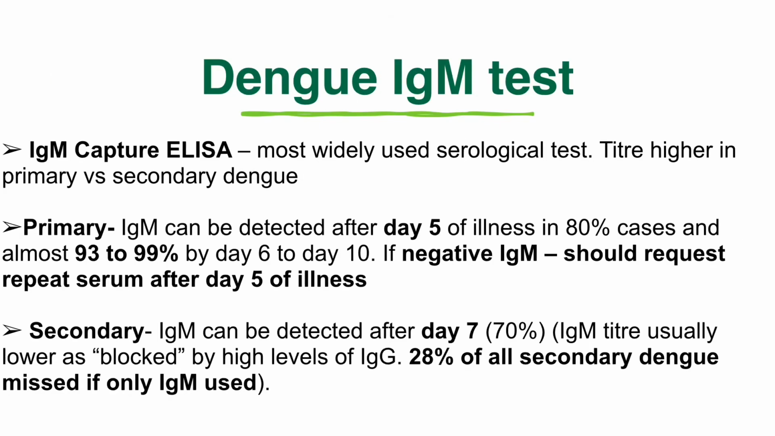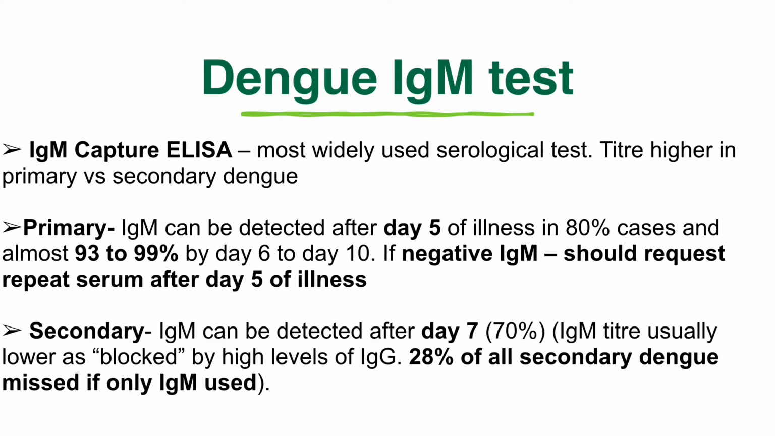The IgM capture enzyme-linked immunosorbent assay, or ELISA, is the most widely used serological test. The antibody titer is significantly higher in primary infections compared to secondary infection. Once the IgM is detectable, it rises quickly and peaks at around 2 weeks after the onset of symptoms, and it wanes to undetectable levels by 90 days.